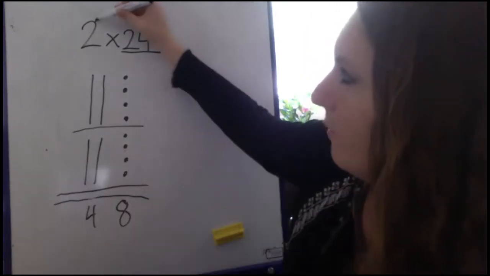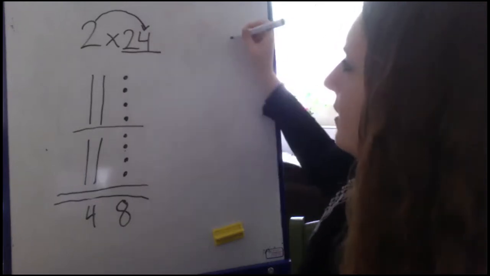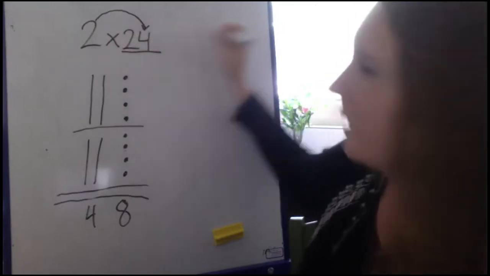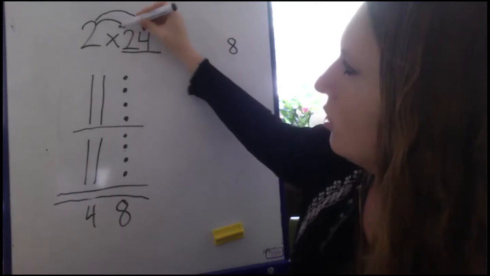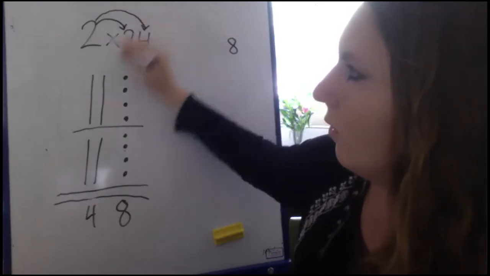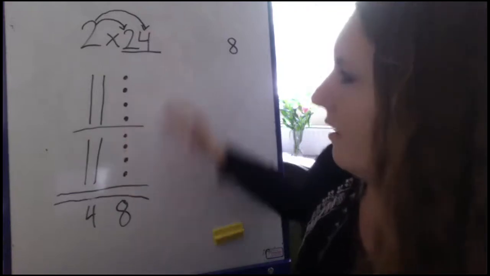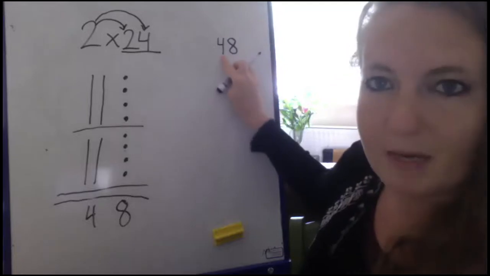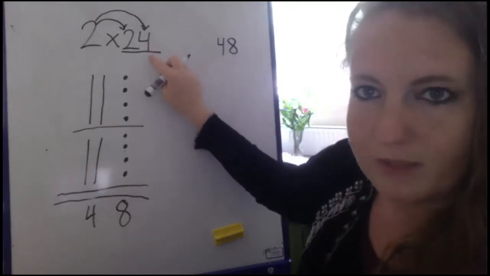If I look at my ones first, so 2 times 4 ones, in my ones I'm going to have 8. 2 times 4 is equal to 8. And then I'm going to do the same thing, 2 times 2, or 2 times 20, similar thing that we did here. 2 times 2 is 4, so I know I'm going to have 4 in my tens. So 48. Remember, always start with our ones.